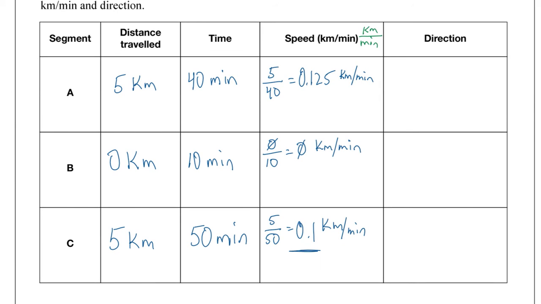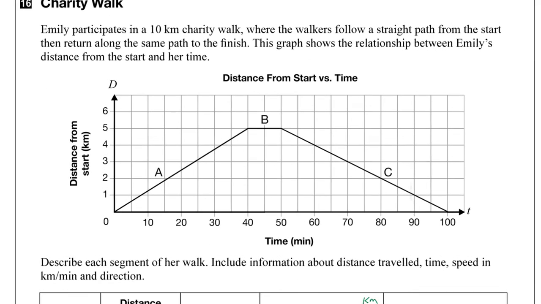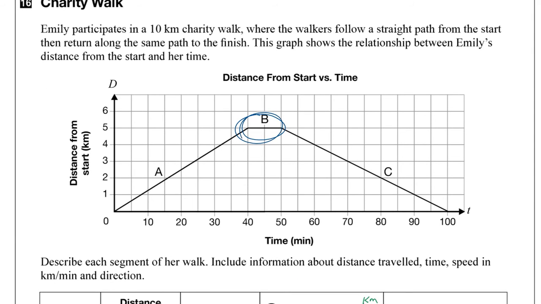That's slower. Does this make sense? Yes, 0 kilometers per minute, they're not moving there. Their distance isn't changing. At segment B, I guess they're taking a rest before they head back. Sometimes these walks have a place where you can stop and have something to drink or something like that, right?